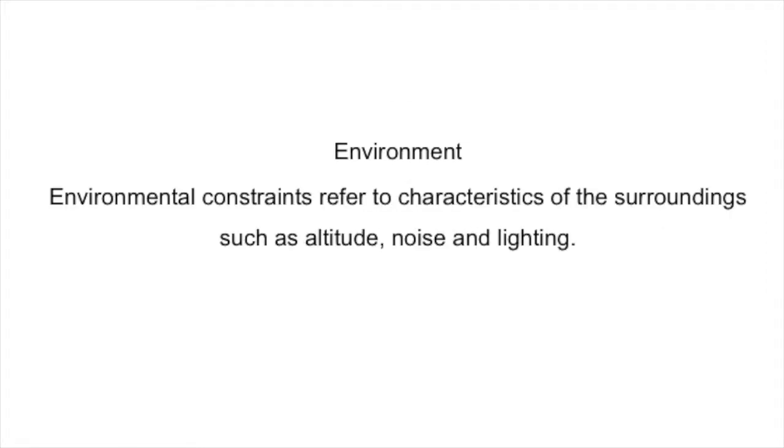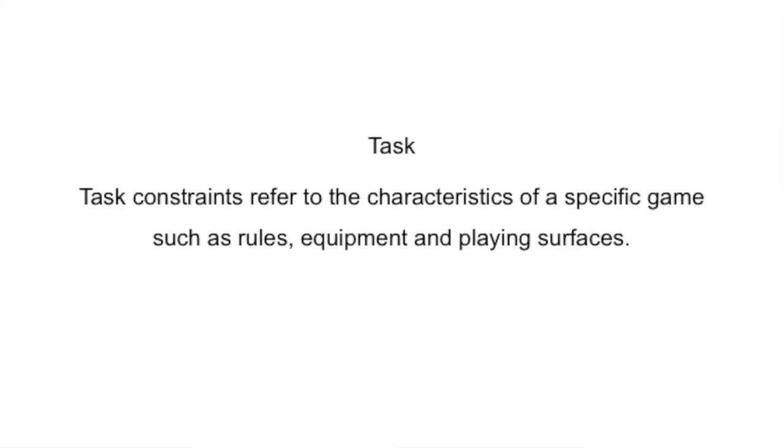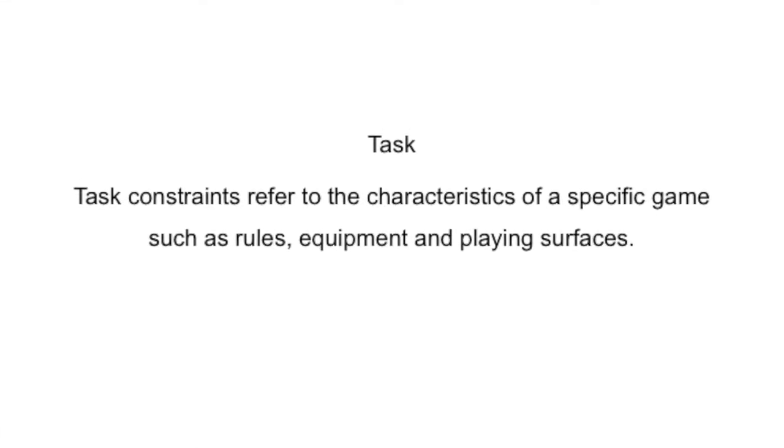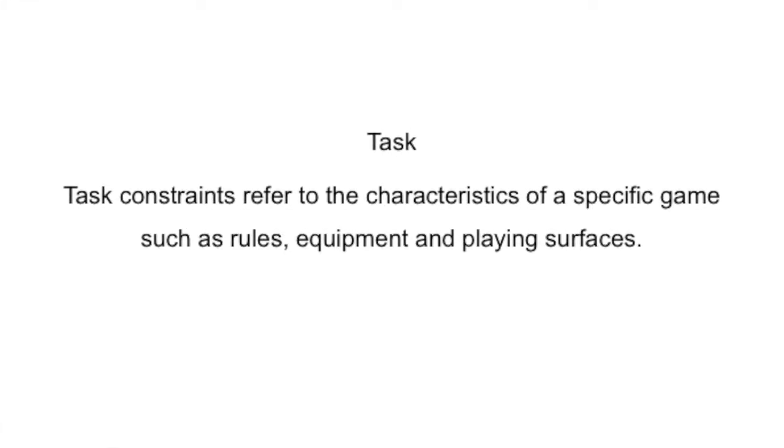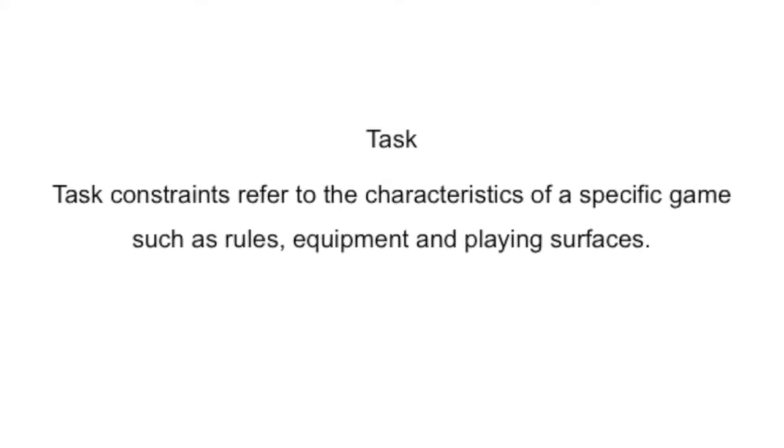Environmental constraints refer to characteristics of surroundings such as altitude, noise, and lighting. Task constraints refer to the characteristics of a specific game, such as rules, equipment, and playing surfaces.